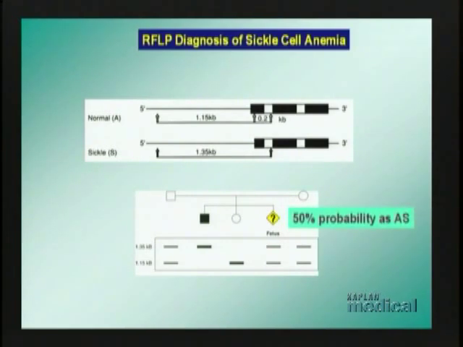The answer is, based on the pedigree alone, the fetus has a 50% probability of being a carrier for sickle cell anemia. Why? Because sickle cell anemia is an autosomal recessive mode of inheritance. So the father as well as the mother must be carriers, and they're passing on the trait to the fetus with a 50% probability of being a carrier, a 25% probability of being normal, and a 25% probability of being homozygous for the sickle beta globin allele. Now that's based on the pedigree alone. All you can say is probability.